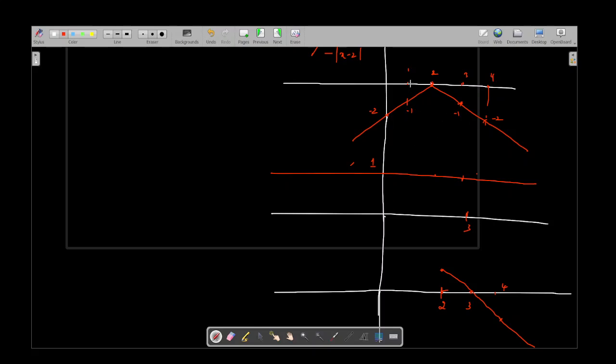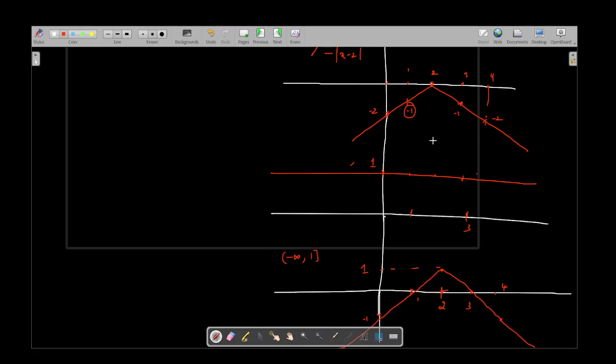On the left-hand side, at 1 we have minus 1 here and plus 1 here, so minus 1 plus 1 is 0. So at 1 it is 0. At 0 it is minus 2 here and 1 here, so minus 2 plus 1 is minus 1. So at 0 it is minus 1, and it goes on like this. So the range is, the maximum value is 1, so the range is minus infinity to plus 1.